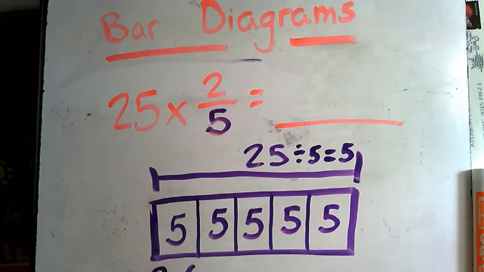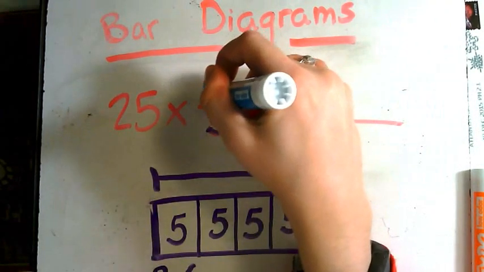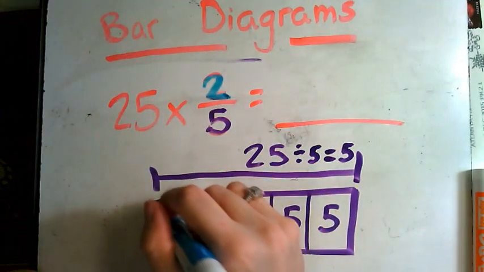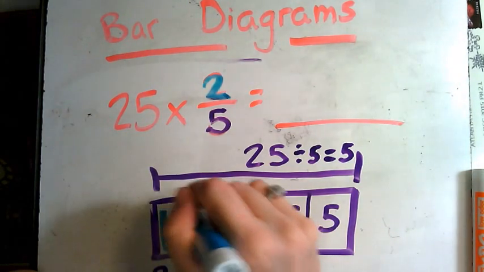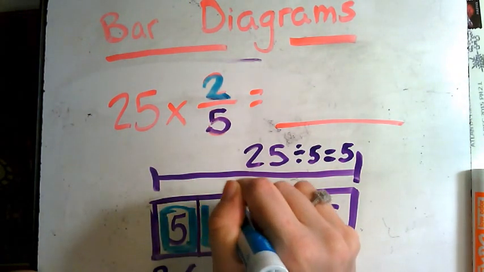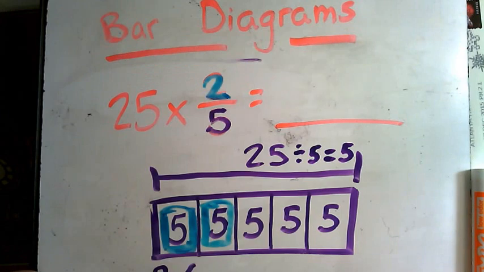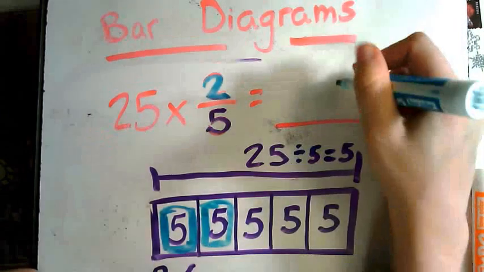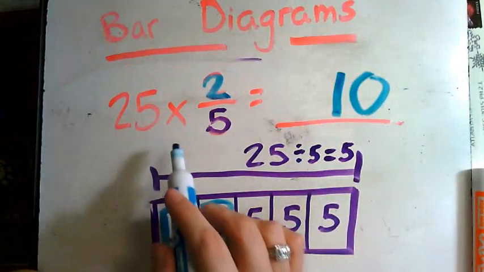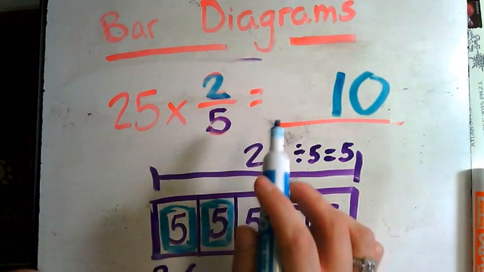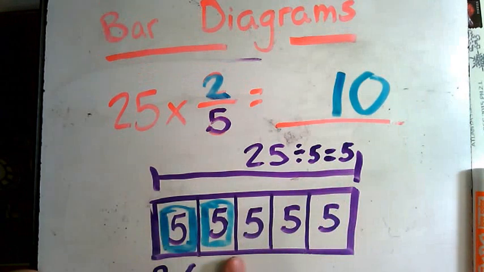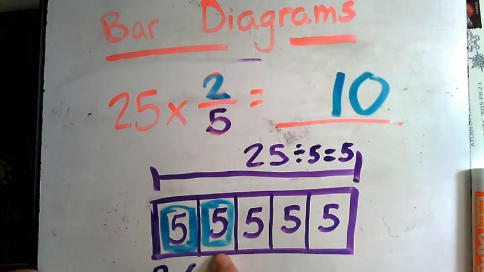Now I have to look at my numerator to figure out how many pieces I'm looking at. In this case, I'm looking at 2 pieces. So I'm looking at this piece, and I'm looking at this piece. I'm looking at 2/5. 2/5 equals 5 plus 5, or 10. So the answer, 25 times 2/5, equals 10. Because 2/5 of 25 is 10.